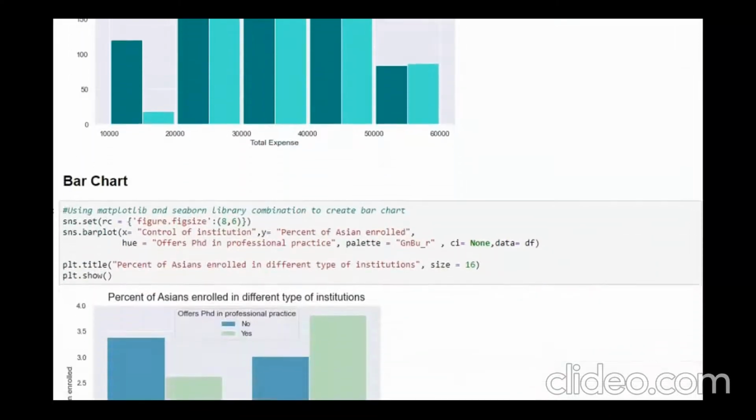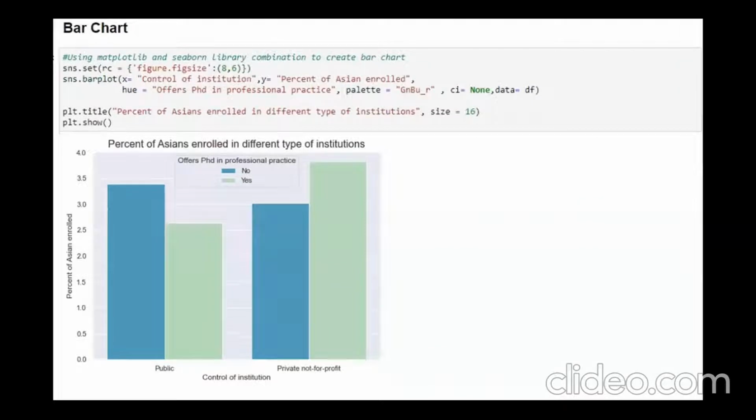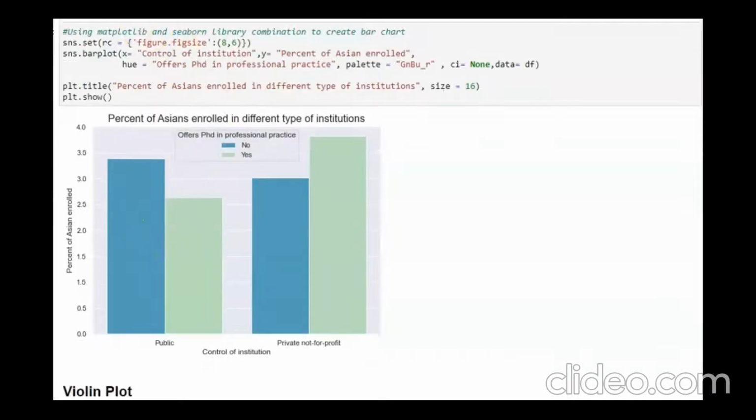After the histogram, I have used the combination of Matplotlib and Seaborn library to create the bar chart. This chart shows the percent of Asians enrolled in different types of institutions. Overall, we can say that most of the Asians have enrolled in private universities, which provide PhD in professional practice. Whereas if we look at these bars, in the case of public universities, most Asians have enrolled in those public universities which do not provide PhD in professional practice.